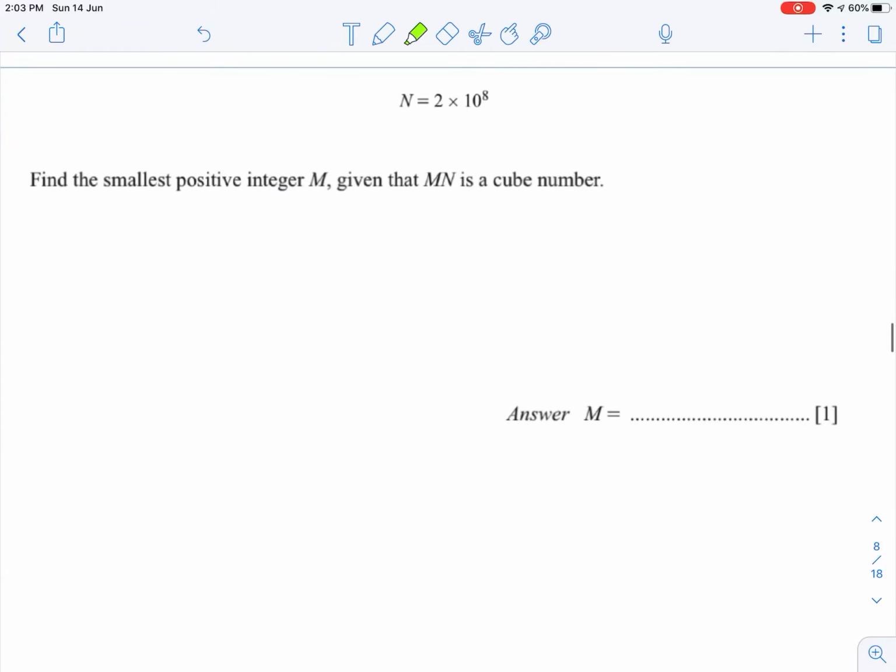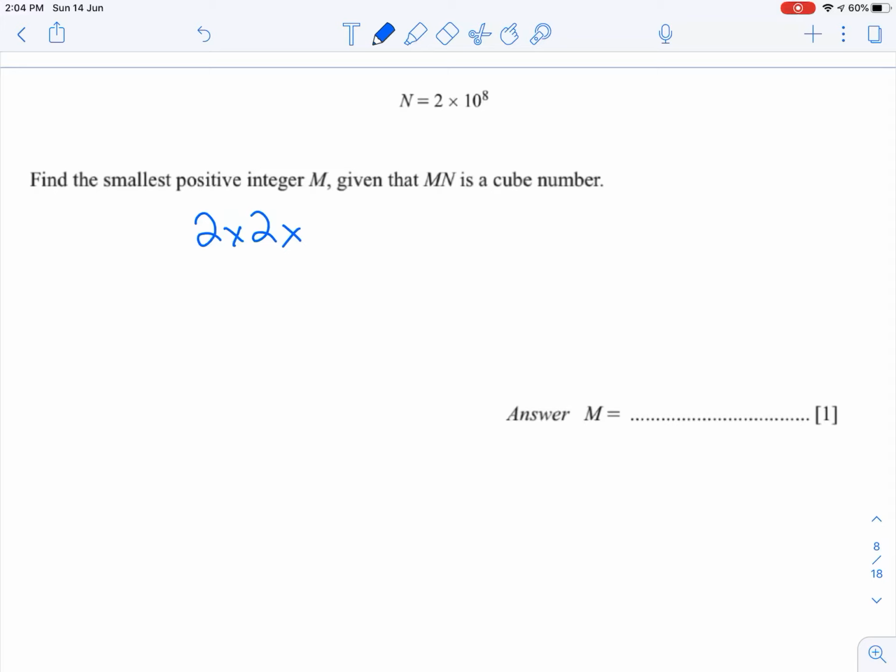Then we move on to this question. It's n equals to 2 times 10 to the power of 8. Find the smallest positive integer m, given that m multiplied by n is a cube number. Now here we'll use the concept of cube numbers. In order to make this a cube number, every number should have a group of three. If you notice, 2 is just 1, so you need 2 more 2's here.